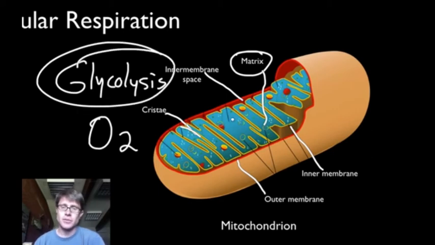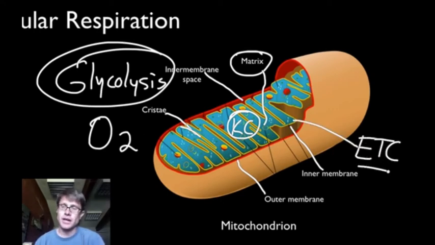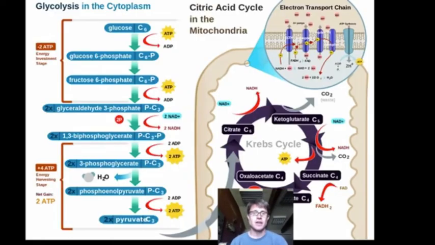Next thing is going to be the Krebs cycle. Krebs cycle will take place in here. That's in the matrix. And then finally, we have the electron transport chain. Electron transport chain is going to take place along that inner membrane. And so the reason we have those folds is to increase surface area.